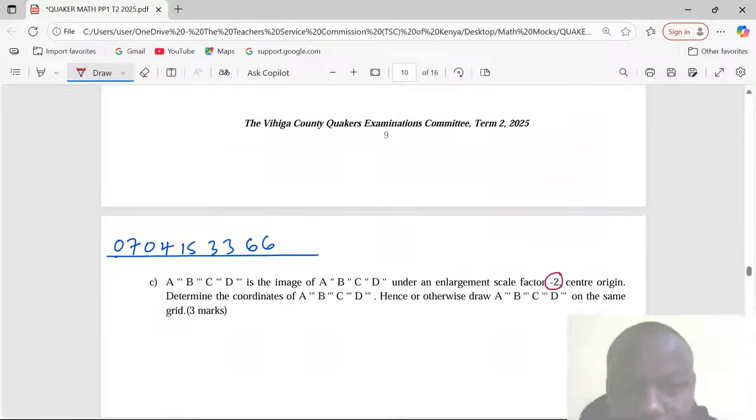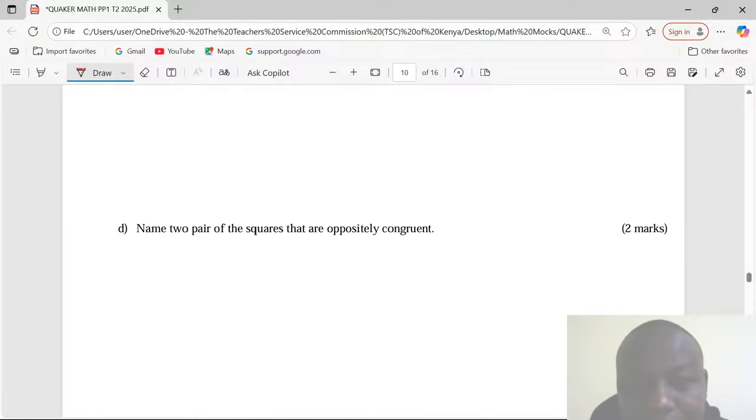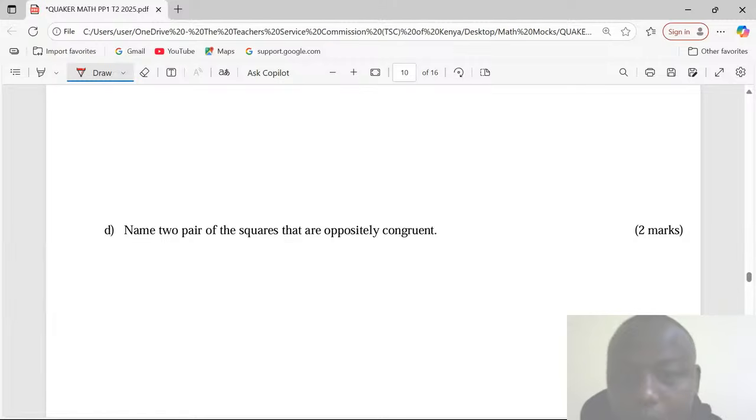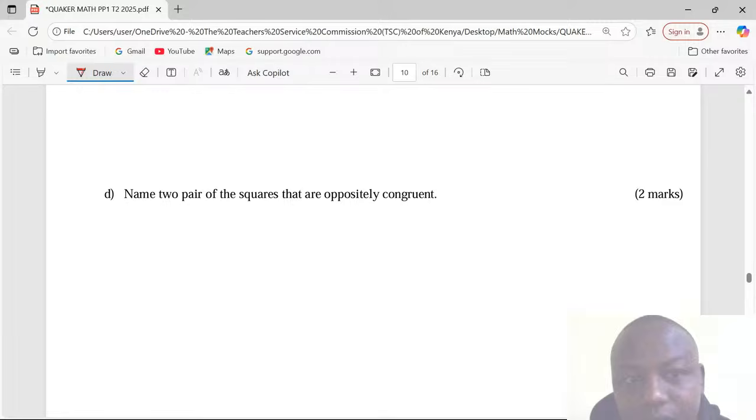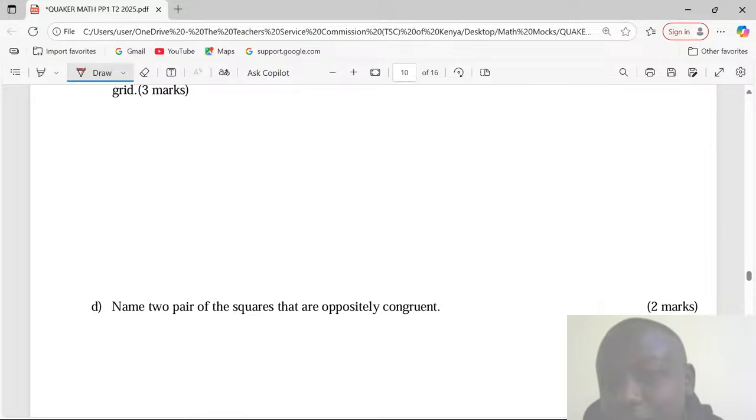That way. Look at the final question. Name 2 pairs of squares that are oppositely congruent. When you talk about opposite congruence, this is again very sensitive. We mean that if we move one of the squares into the other, they cannot fit into one another unless you tilt. Unless you tilt, they cannot fit into one another. We have to tilt, and even after tilting, they don't fit.